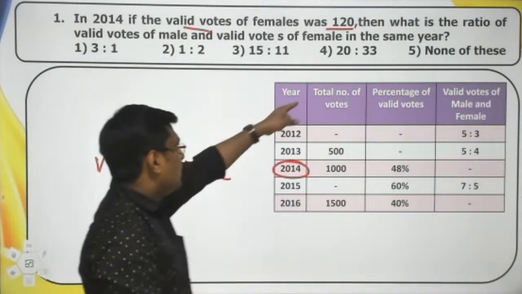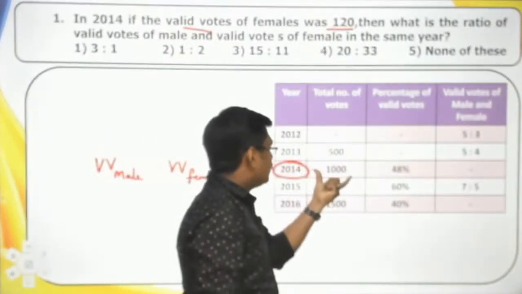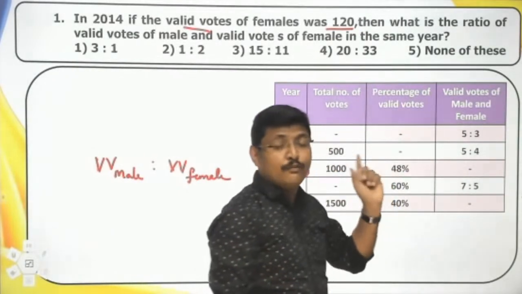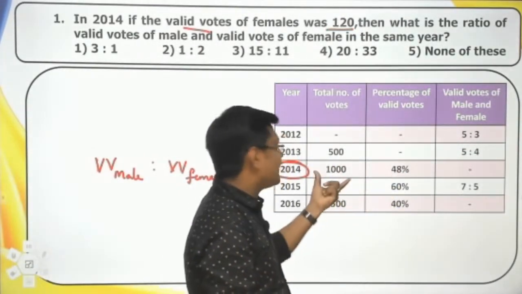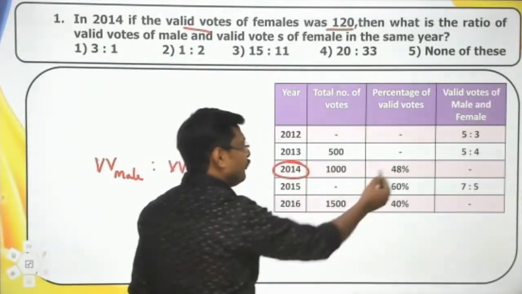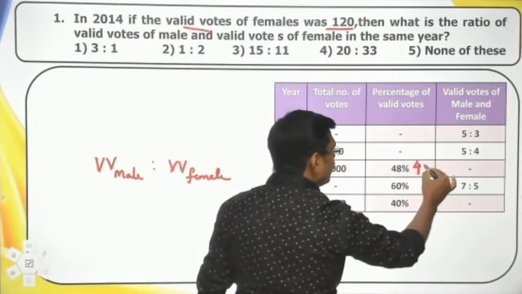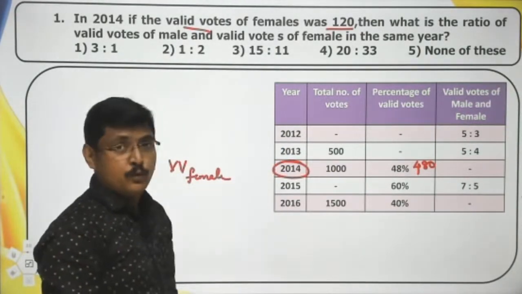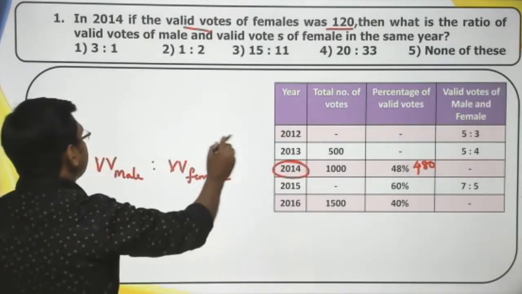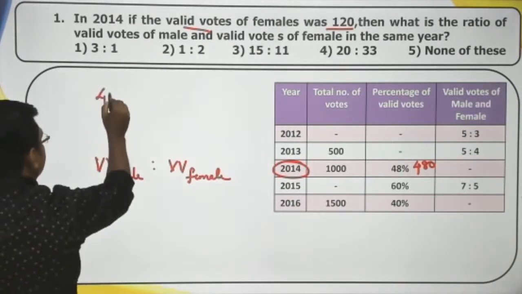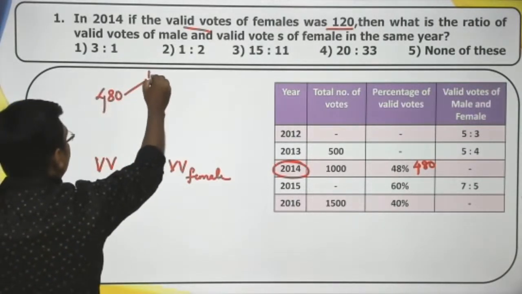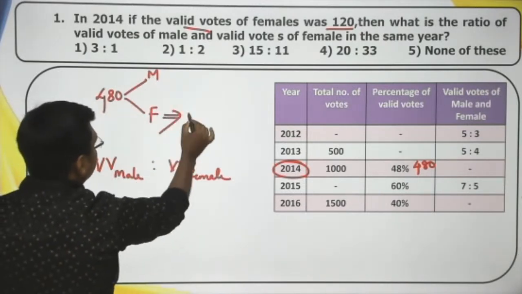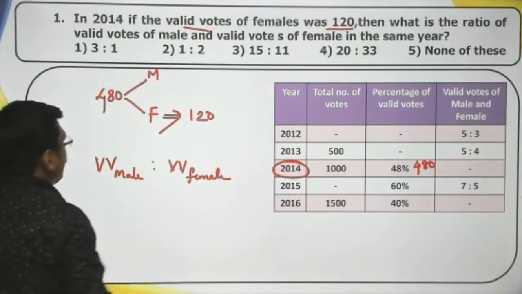The reason why is, for 2014, the total number of votes is 1000 and the percentage of valid vote is clearly given as 48%. It is very easy to find 48% of 1000, that is 480. So 480 is the total number of valid votes. Out of the total 480, it is clearly given that female is 120.